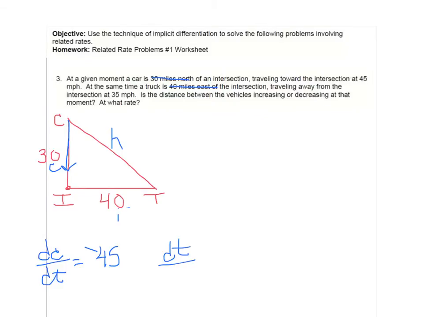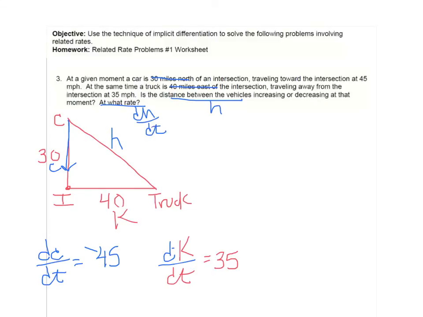The truck, so dt... Oh, that's annoying. You know what? I'm going to call truck K because I can't have two T's. All right, so this is the truck. So I'm going to call that K. So dk/dt is 35. Is the distance between the vehicles increasing or decreasing? So what we need to find, and at what rate, so this is h, the distance, and the rate is dh/dt.